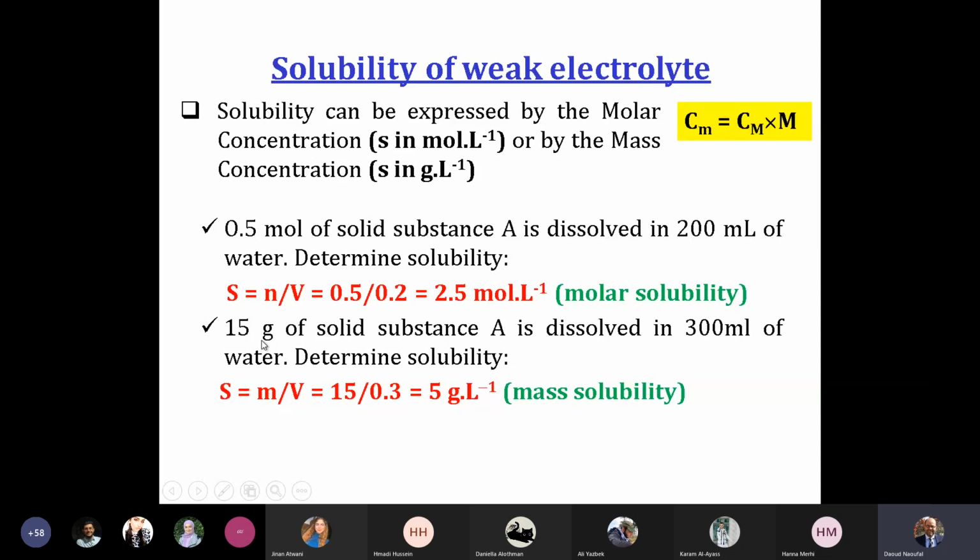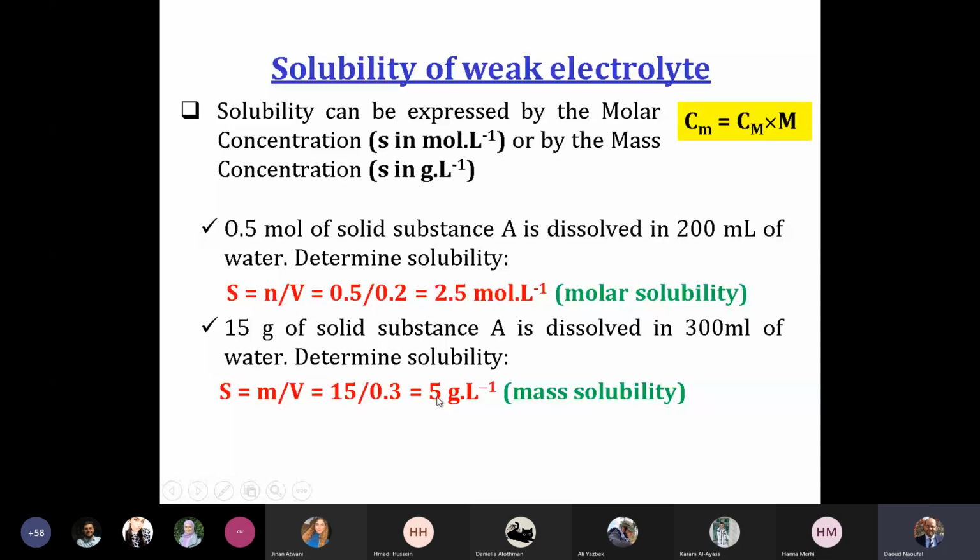Another application: 15 grams of solid substance A is dissolved in 300 milliliters of water. Determine the solubility. Since the solid is given as a mass, it's preferred to calculate the solubility in grams per liter. 15 grams of the solid are completely dissolved, since this substance is a strong electrolyte, divided by the volume of the solution, which is 300 milliliters, so it equals 5 grams per liter. What is the meaning? In 1 liter of the solution is dissolved 5 grams of the substance A.